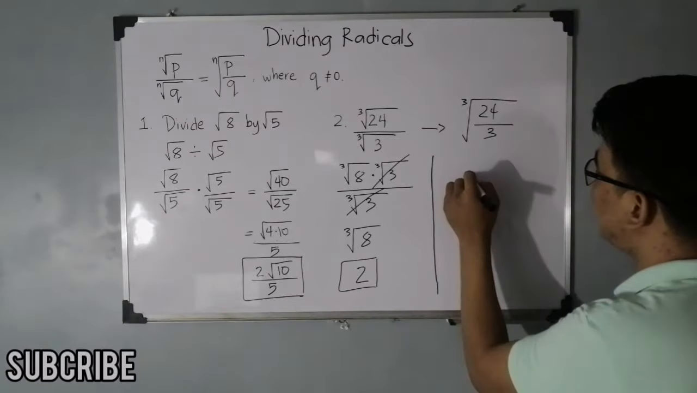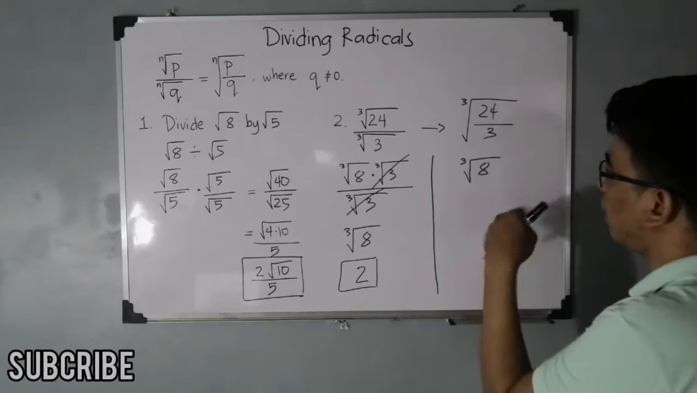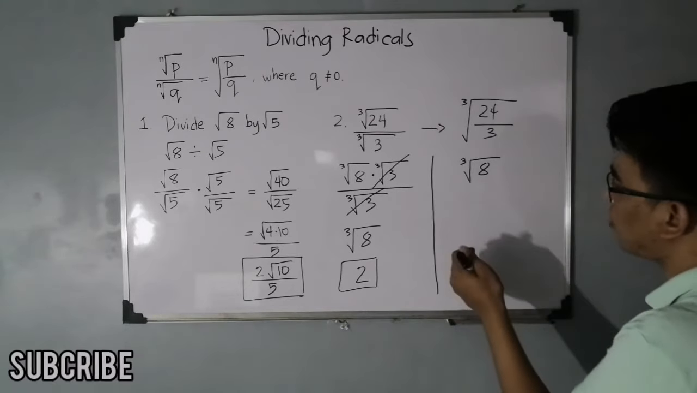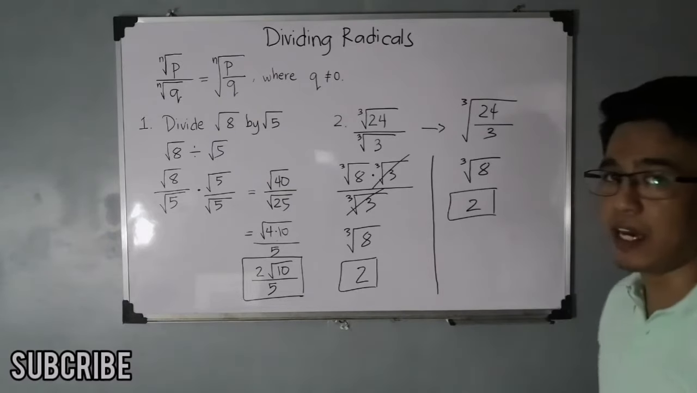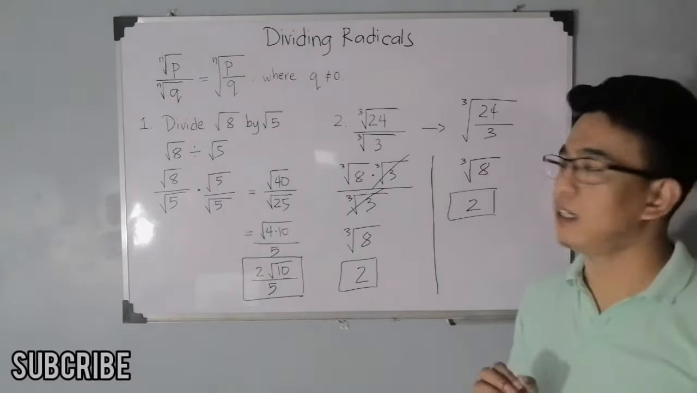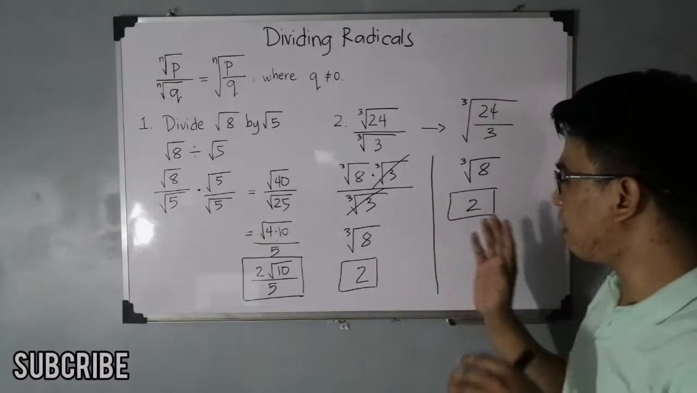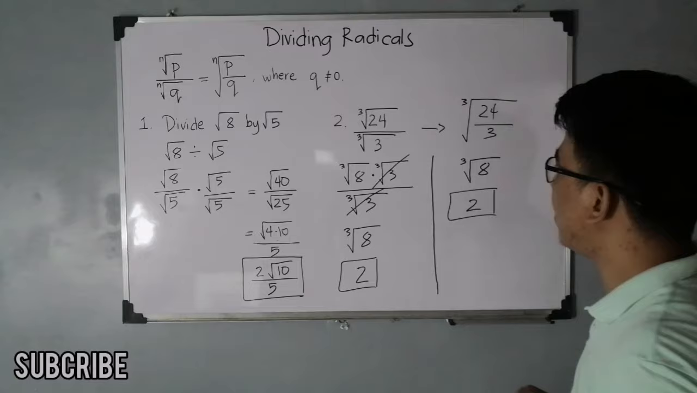So we can have the cube root of 8, which is parehas na sila. And when you simplify the cube root of 8, it will give you 2. As you can see, same answer lang tayo, though meron tayong magkaibang solution. So, you're free to use either gustong gamitin yung first solution na ginawa ko o yung second solution.